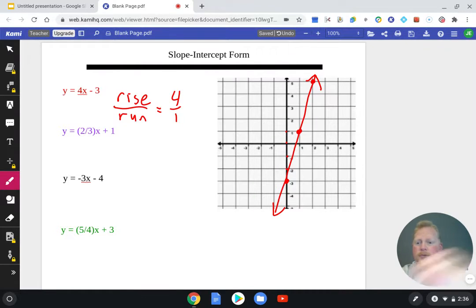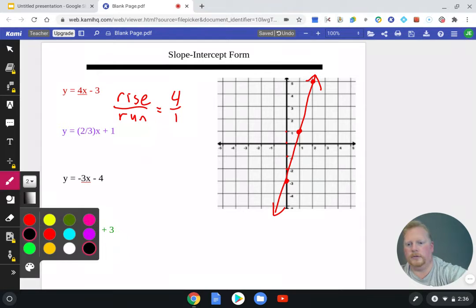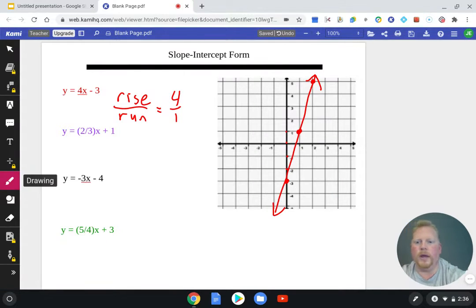Let's try another example. So y equals 2/3 x plus 1. So always start with your y-intercept. Since my y-intercept is 1, I go up 1 and put a dot. And if my slope is 2/3, that means I go up 2 and over 3. 2, 3. I could go up 2 and over 3 again. I kind of run out of room, but I've got a pretty good idea where that dot goes. So I know where my line goes this way.